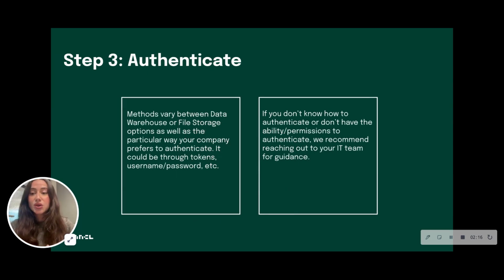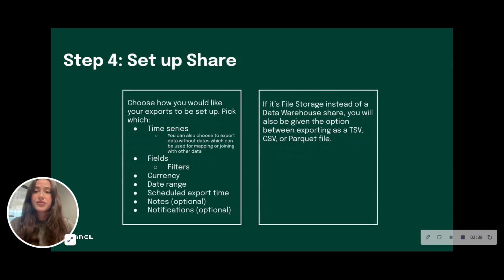Step number three is to authenticate. Methods vary between data warehouse or file storage options, as well as the way your company particularly prefers to authenticate. It could be through tokens or username and passwords, etc. If you don't know how to authenticate or you don't have the ability or permissions to authenticate, we recommend reaching out to your IT team for guidance.